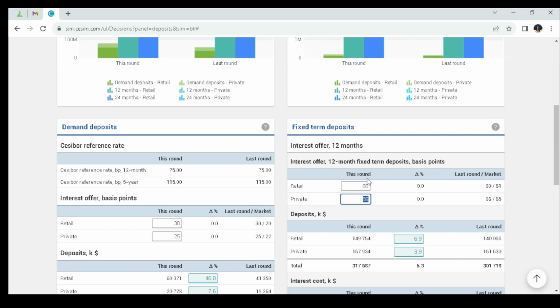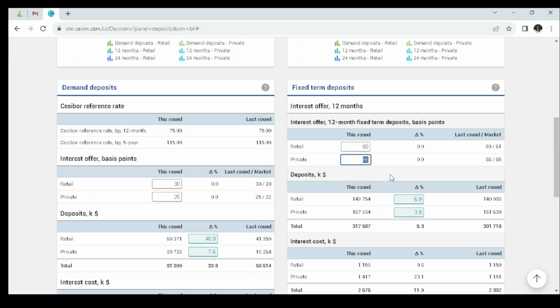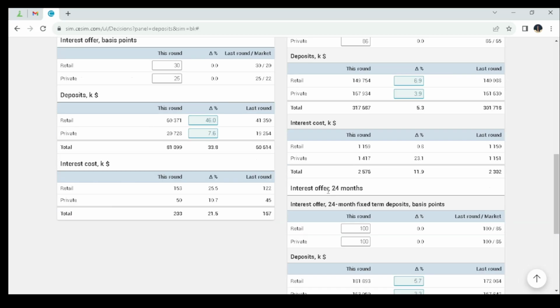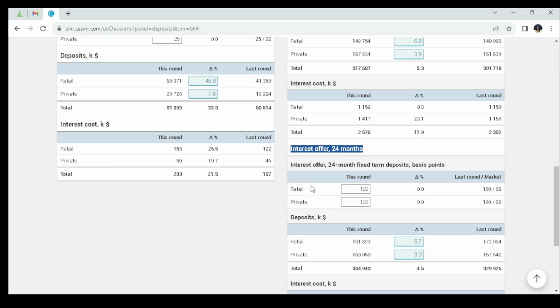And also you can change the values on the retail if you want, and for the last round you can see them here. You can see for the last round the decisions are here, so you can change and maybe add more or maybe reduce the way you want. Also on the interest offer in 24 months, you can change based on the last round for the market, and maybe change for this round. That's it about deposits.